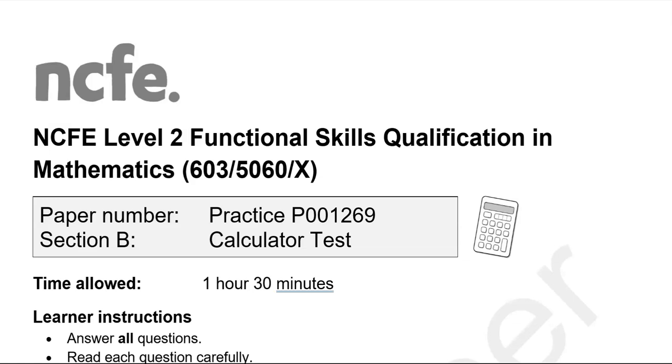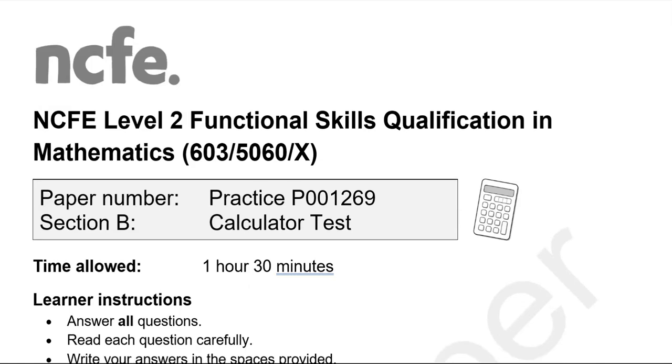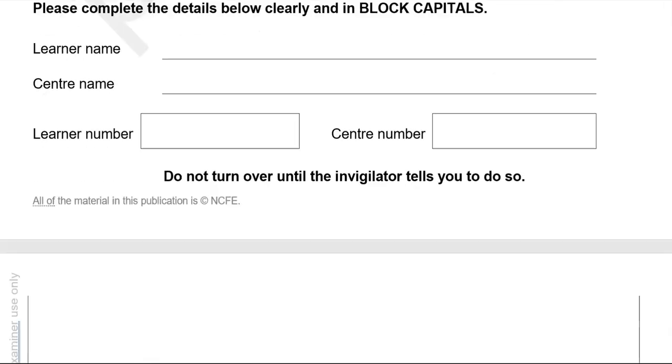This is the second part of a Level 2 Functional Skills Maths paper from NCFE. In this part you can use a calculator.